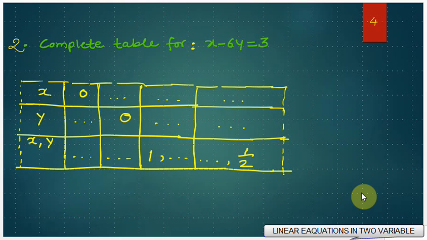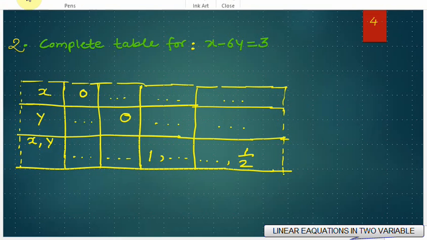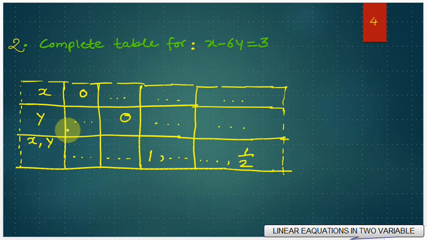Now complete the table for x minus 6y is equal to 3. In this table we have given some values and we have to calculate the other value. Let's see. If we get x is equal to 0, then what will be the value of y? Put x is equal to 0: minus 6y is equal to 3. So y is equal to minus 3 upon 6, that is minus 1 upon 2. So (x, y) will be (0, minus 1 by 2).